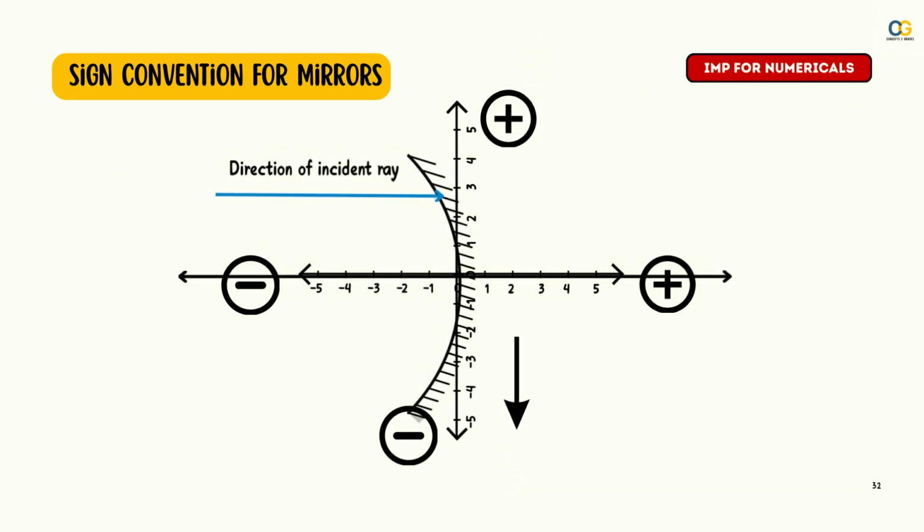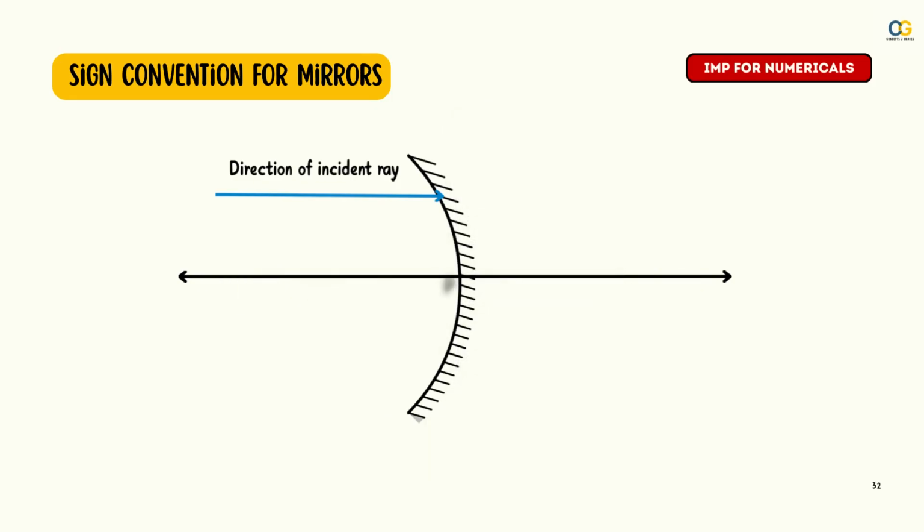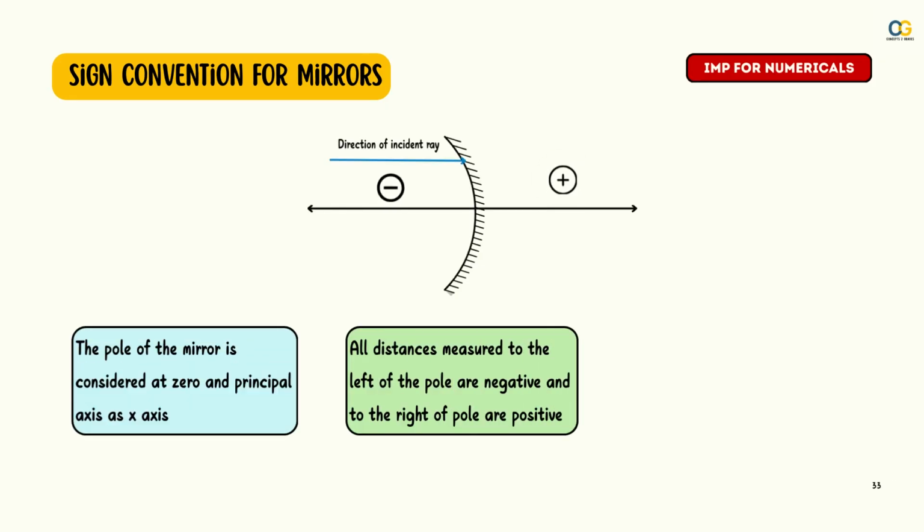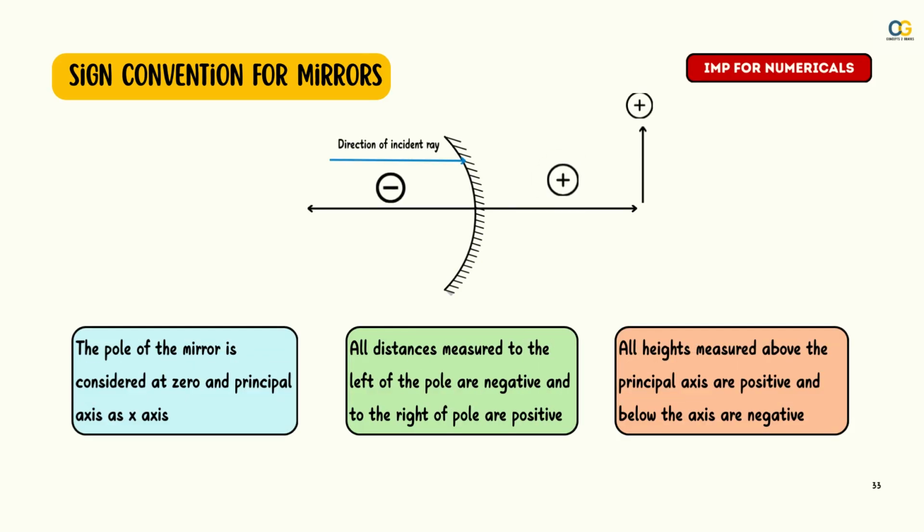Now, you're just placing your mirror at 0. You assume your pole is at 0. Similarly, you consider all distances behind the mirror to be positive, in front of the mirror to be negative, above the principal axis positive, below the principal axis to be negative. So, this is how you can remember sign convention.